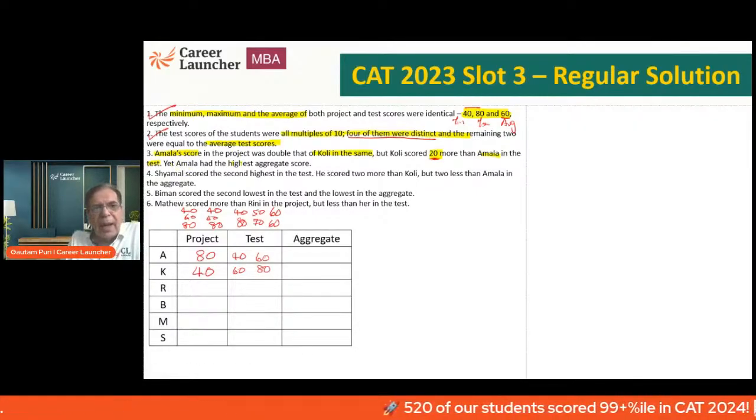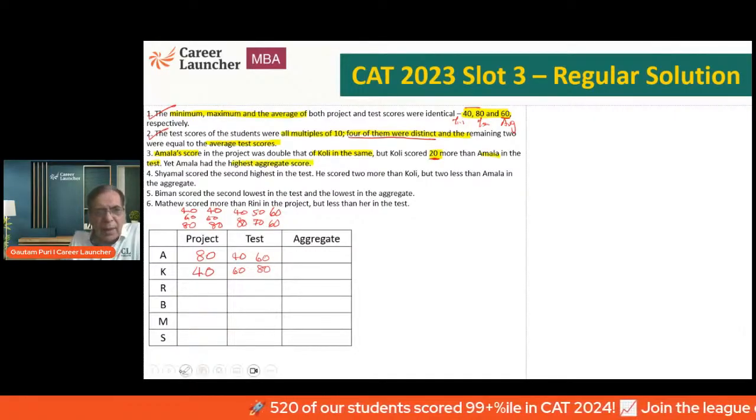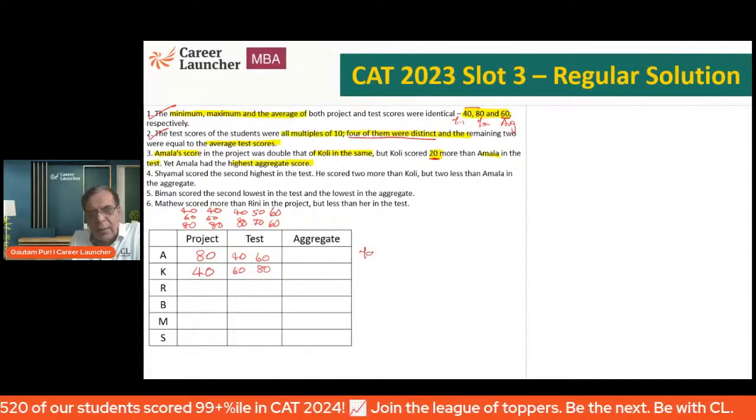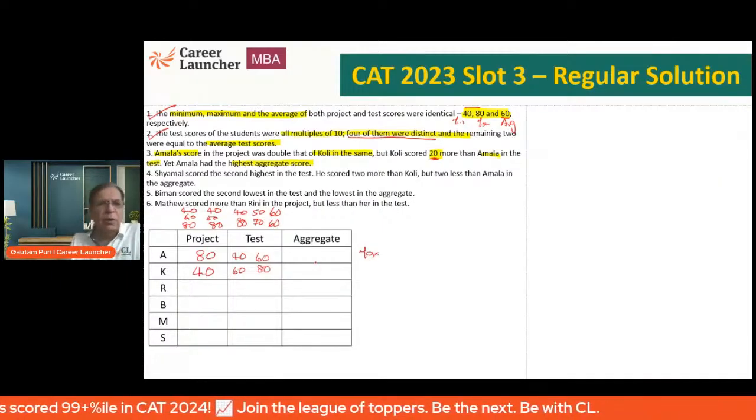Yet, Amla had the highest aggregate score. Very good. So she's the maximum. She's the topper of the group.